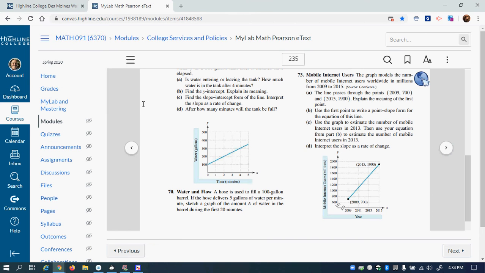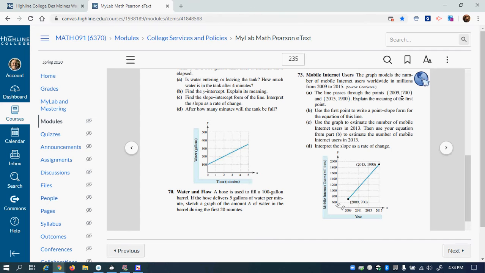So this is section 3.6, and we're looking at a real world problem again. Looking at problem 73 on page 235, it says mobile internet users. The graph models the number of mobile internet users worldwide in millions from 2009 to 2015. The line passes through the points (2009, 700) and (2015, 1900). Explain the meaning of the first point.